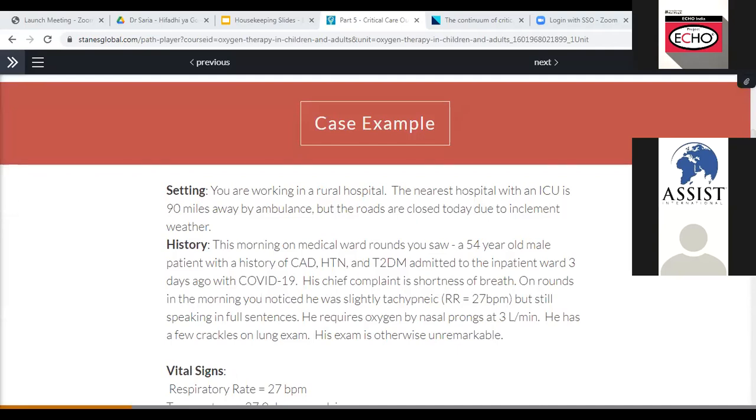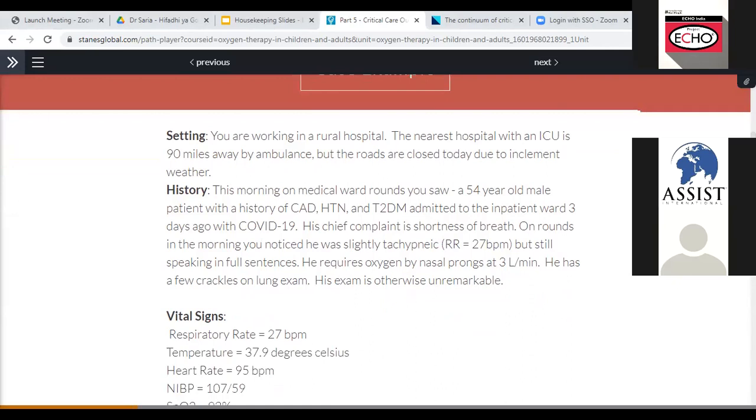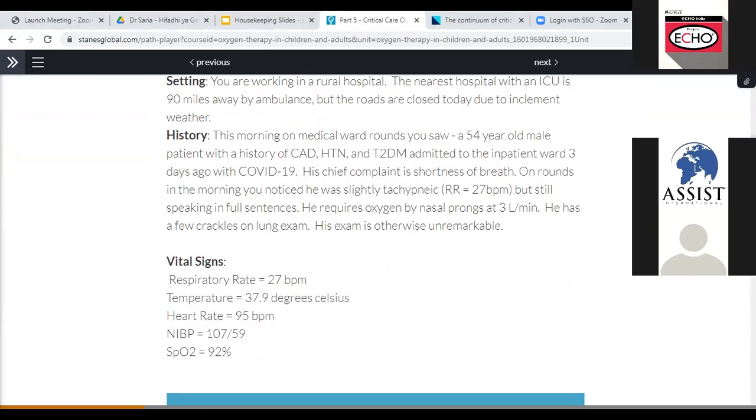That means, okay, you tell us what it means. Then he requires oxygen by nasal prongs at 3 liters per minute. He has a few crackles on lung exam, and his exam is otherwise unremarkable. These are the vital signs for this patient: respiratory rate 27, temperature 37.9 degrees Celsius, heart rate 95 beats per minute, non-invasive blood pressure 107/59 millimeters of mercury. Saturation is 92. Remember, this patient is on 3 liters per minute on the nasal prongs.